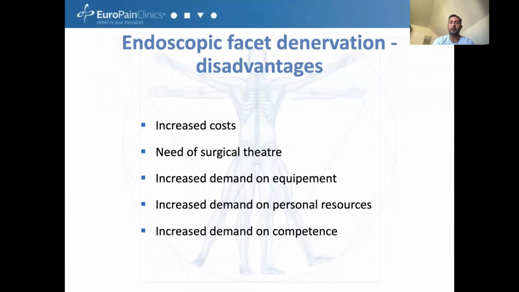Of course, increased costs, need of the surgical theater, increased demand on equipment and on personal resources, and of course, increased demand on competence you have to be familiar with the endoscopic technique.